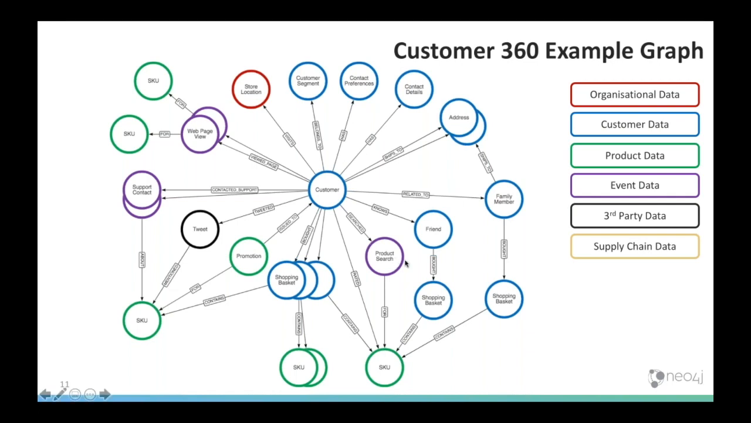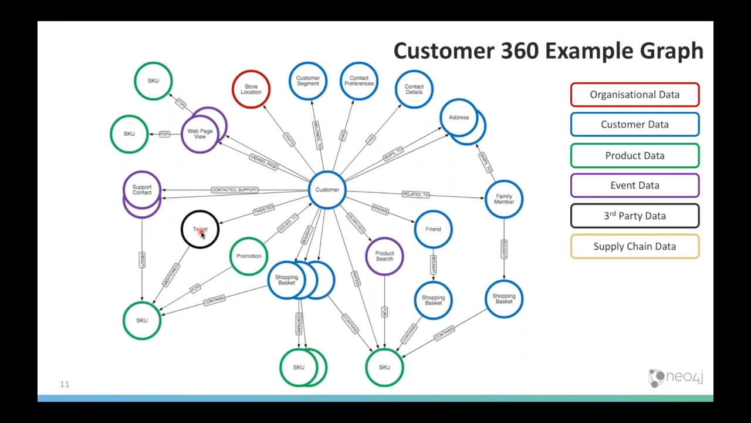We have the similar here with friend. And then we get into shopping basket information, who's bought what. So you can see the customer has a number of shopping baskets that they've bought. There are some SKUs that were in there. There was a promotion on one of them.